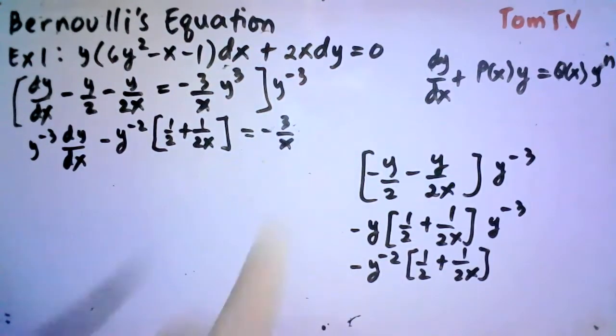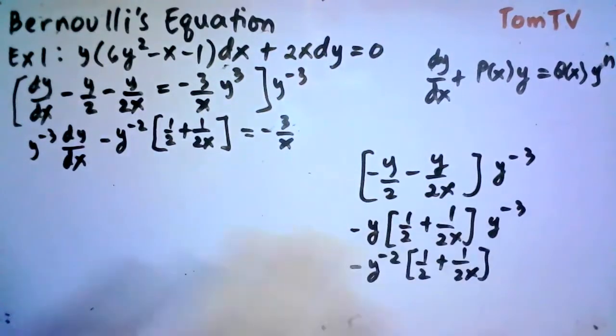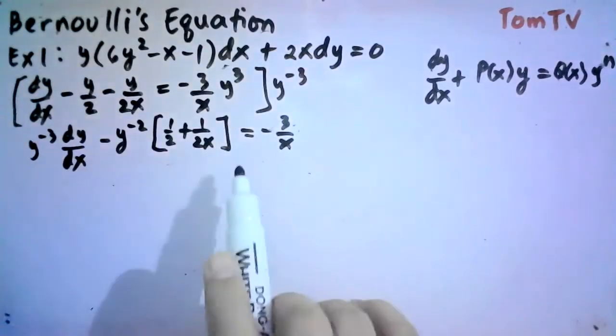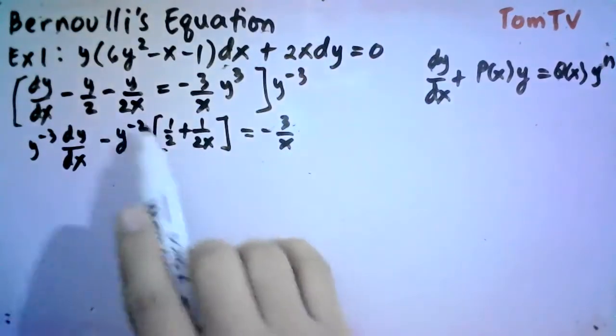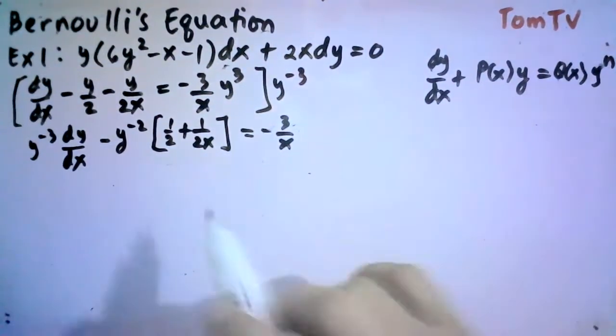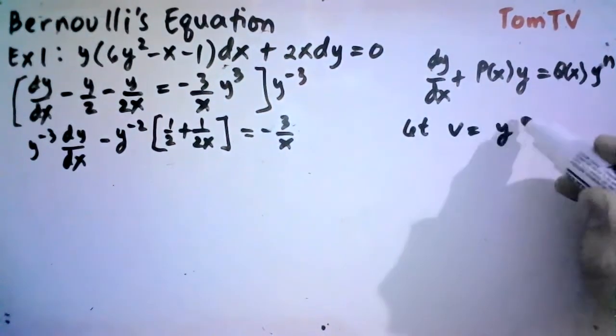Now, after we multiply this one, of course, we will make some substitution. Again, I will erase this part so that I have an empty space when we solve this equation. After I erase, take note, we already have this one. Now the next step is to make a substitution. Let's say v is equivalent to y negative 2.